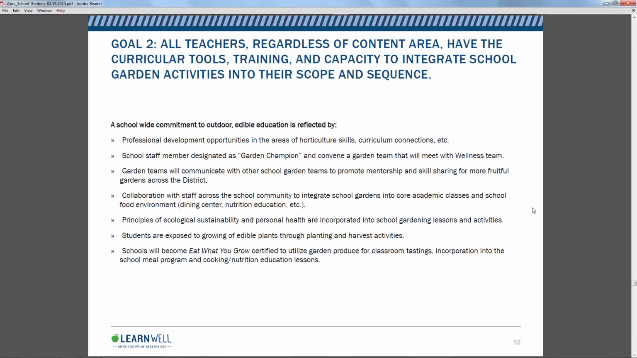The second goal that we heard was necessary was that all teachers, regardless of content area, have the curricular tools, training, and capacity to integrate school garden activities into their scope and sequence. As both Principal Heitkamp and Kristen mentioned, what we're talking about here is making sure teachers feel supported in going out into the garden. That's what we mean when we say that they have the capacity to integrate school garden activities into their scope and sequence. And then, like I mentioned, those lessons and activities that directly align with the units that they're held accountable for.